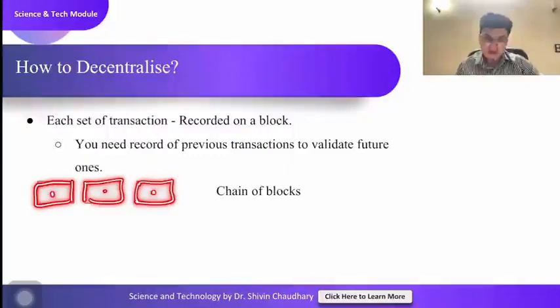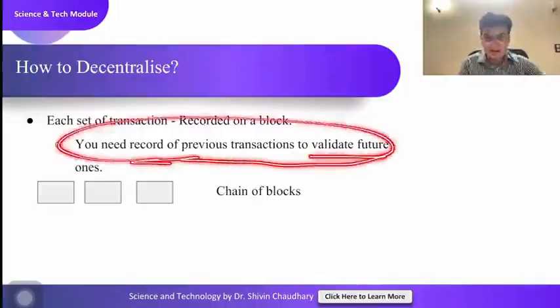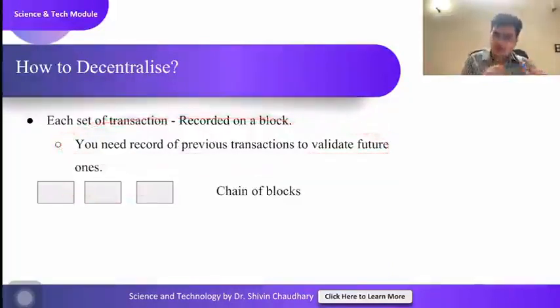So now there is transaction here, then there is transactions here, then there is transactions here. When you put this transaction here, you look at the previous transactions and see कि अरे यार इनके पास इतना enough balance था, did they have enough balance to make this transaction, so that future transactions are also validated. To validate future transactions, you need the record of the previous transactions, and that you do by putting all the transactions in a block and linking them together.